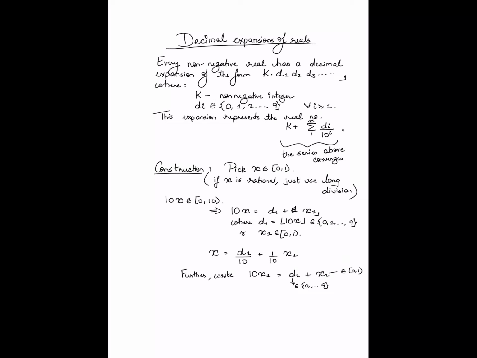So if you patch that back together, you will get that x is equal to d1 by 10 plus d2 by 100 plus 1/100th of x2, where x2 is again between 0 and 1. Similarly, you break up x2 or 10x2 as d3 plus x3 and so on, right? And this is how you would go about constructing the decimal expansion 0 point d1, d2, d3, d4 and so on. Okay, so this is how one would in general construct the decimal expansion for any real number, right?